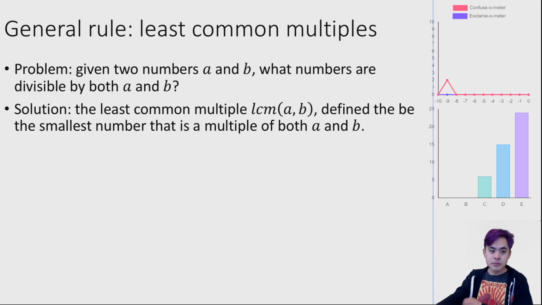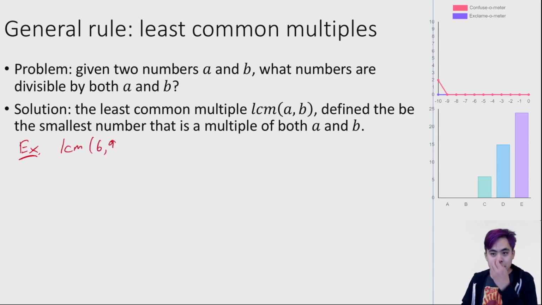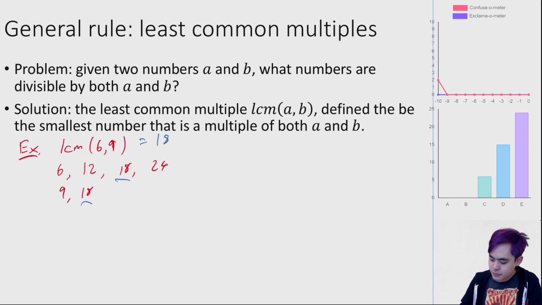So, for example, the least common multiple of 6 and 9, what is that? I need multiples of 6 and multiples of 9 to figure this out. 6, 12, 18, 24, and 9, 18, okay, we already found one. So that's equal to 18. And so the numbers divisible by both 6 and 9 are the multiples of 18.